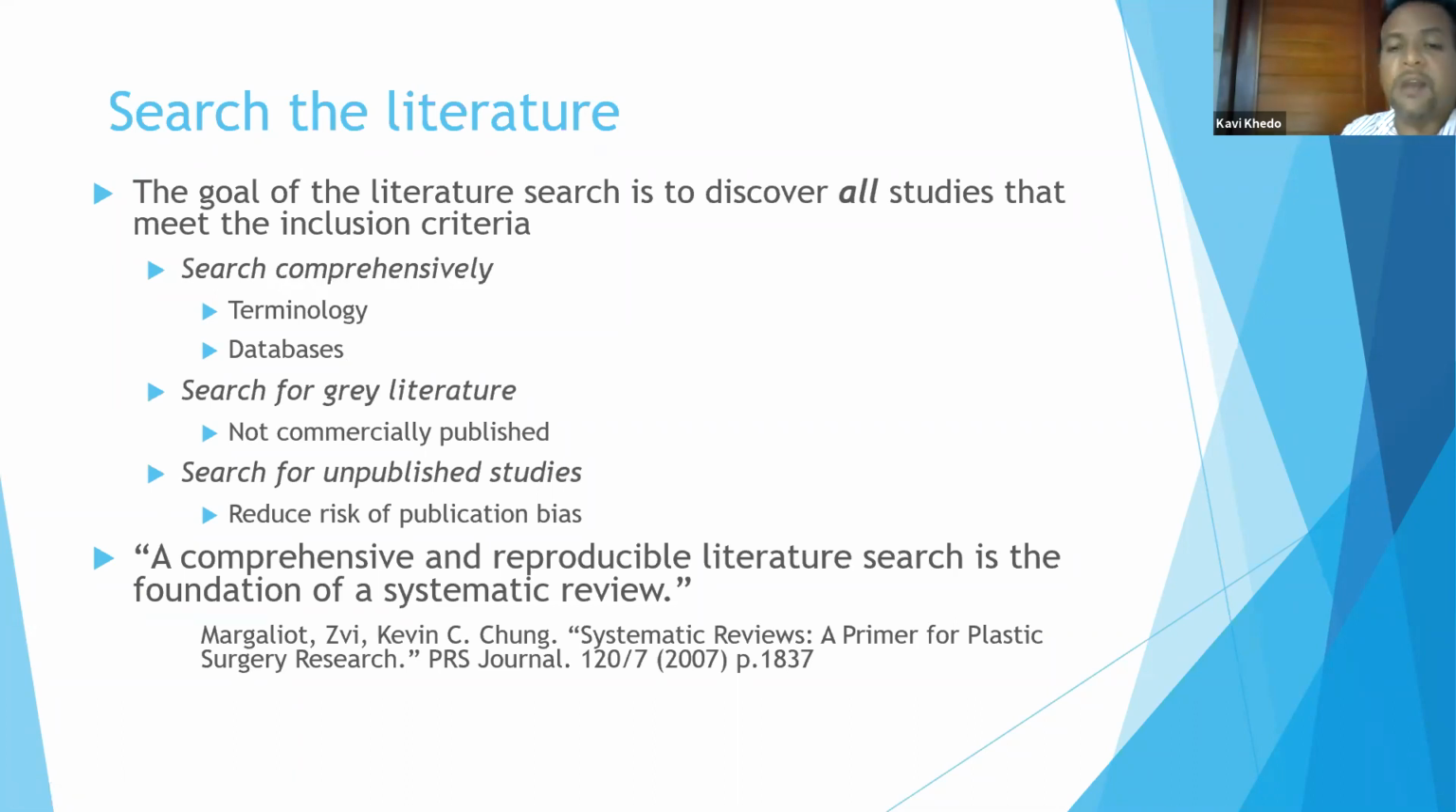Very often when you choose one database, the reviewer will say your review is very limited. We cannot accept it because you have chosen only one database. It is biased towards one database. Search for gray literature. Recall I mentioned this term, gray literature: not commercially published. Search for unpublished studies as well, to reduce the risk of publication bias. A comprehensive and reproducible literature search is the foundation of a systematic review. If you don't do this carefully, the whole systematic review is flawed.